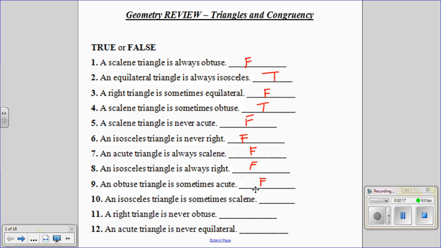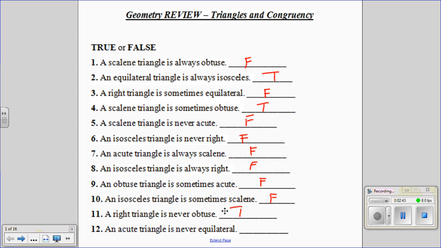Number 10, an isosceles triangle is sometimes scalene. That is false because scalenes have 3 different measurements for each side, and an isosceles has to have at least 2 congruent sides. Number 11, a right triangle is never obtuse. That is true. You can't be both right and obtuse.